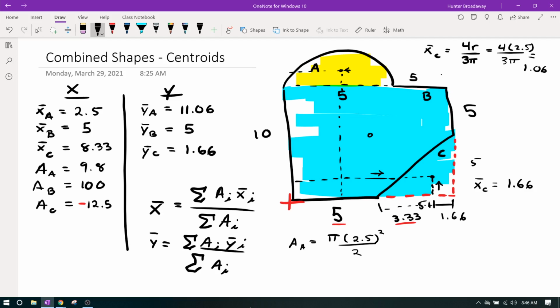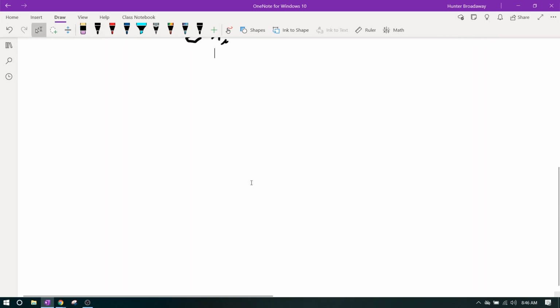I'm going to take a picture of this so I can actually remember what the numbers are because I'm about to move this and that's going to be bad. So I'm going to take a picture of this. There we go. Now I've got it right there. So I'm going to scroll down and we're going to do this.